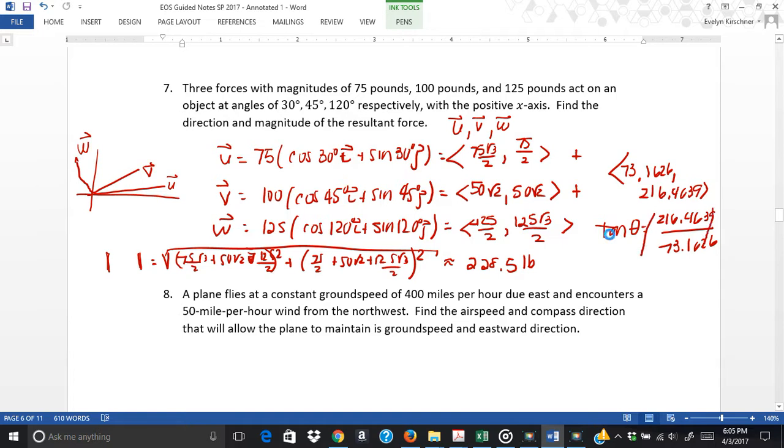I can take the absolute value of that, and theta is going to be the inverse tangent of that over there, which is going to give me 71.3 degrees. So the direction is 71.3 degrees, and it's 228.5 pounds.